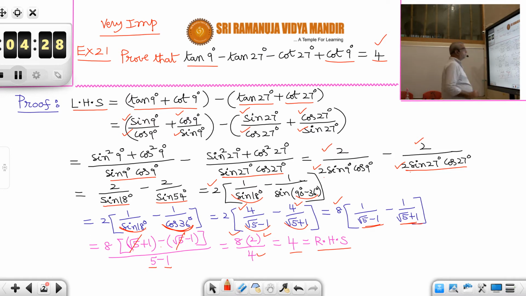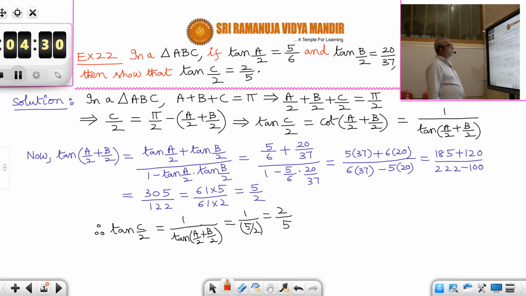Example number 22. In a triangle ABC, if tan A by 2 is equal to 5 by 6, okay, and tan B by 2 is equal to 20 by 37, then show that tan C by 2 is equal to 2 by 5. Okay, in a triangle, tan A by 2 and tan B by 2 are given. We have to find the value of tan C by 2.